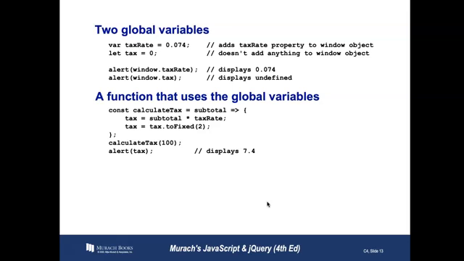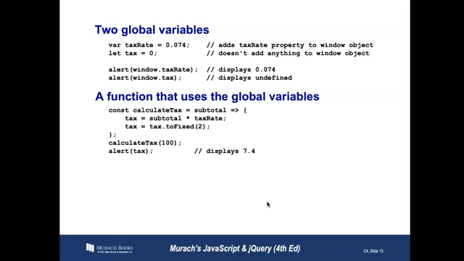So if we have a function that has a subtotal, like calculateTax, and we're passing that subtotal, we would want to use global variables. So tax would equal subtotal times tax rate, and tax equals tax.toFixed. Notice how tax is declared inside the function. So calculateTax of 100, and if we alert tax, the tax outside will have the value.